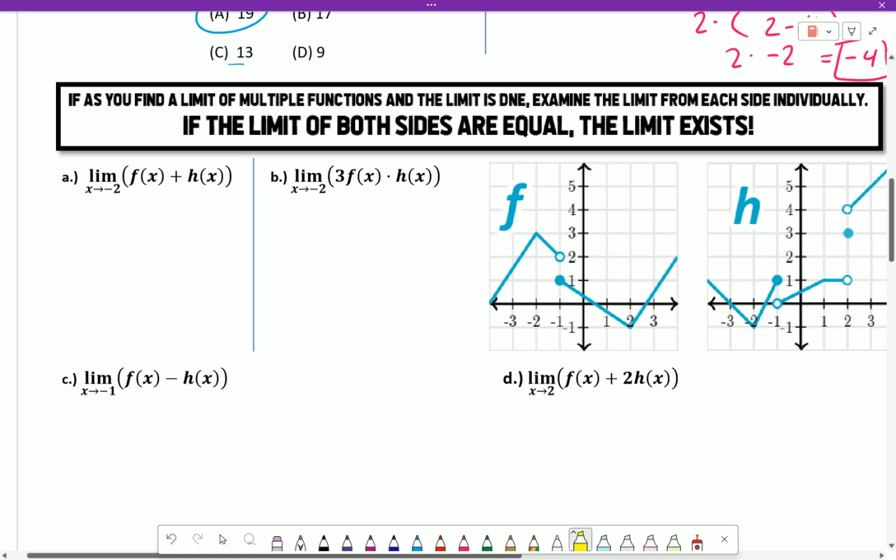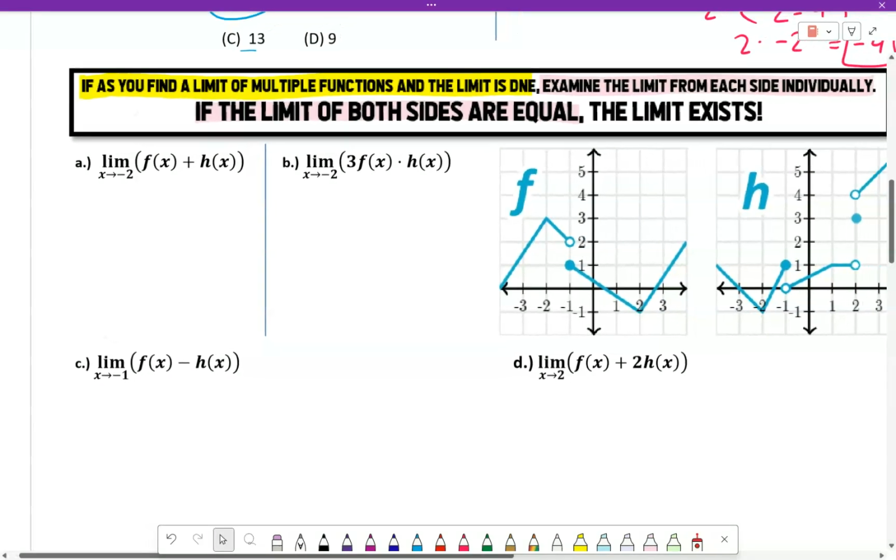It says, as you find a limit of multiple functions and you get DNE, if you're finding the limit and you get DNE when you're adding, subtracting, or multiplying, you need to stop and take a second, okay? It might be DNE, but we need to examine the limit from both sides individually to make sure that that is true. So we're going to look at it, we get DNE, then we're going to look at it from both sides. If when you look at it from both sides, you get an answer, that's the limit. Okay, we'll explain what that means.